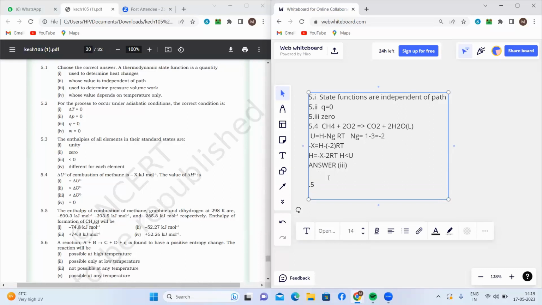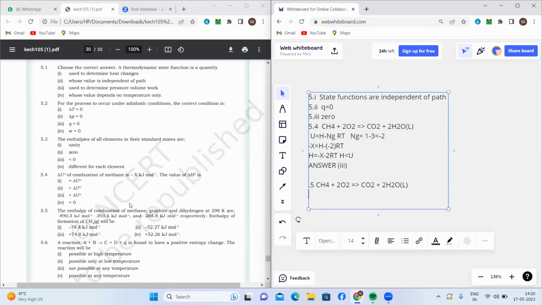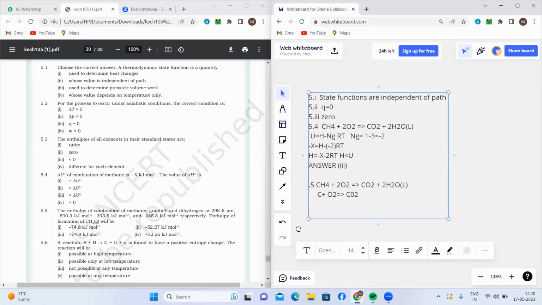Okay, so the enthalpy of combustion of methane is given. So this is the same reaction, I have just copied that. And then we are given the second equation, the enthalpy of combustion of graphite. Graphite is nothing but carbon only. So it's C plus O2 that would give out CO2. Okay, and then the next reaction is about the enthalpy of combustion of dihydrogen. So it's actually H2 plus O2 that would give out H2O. So now let me balance this reaction.